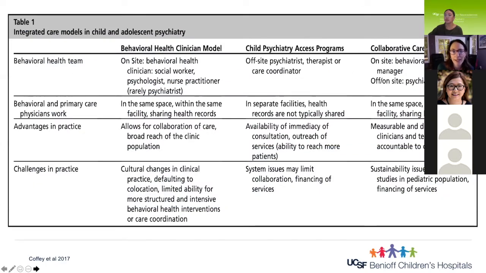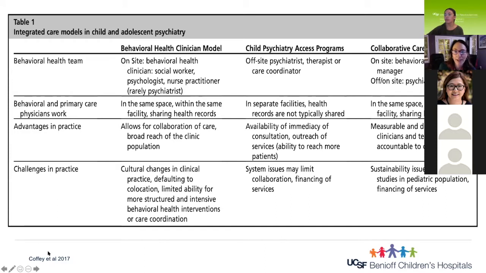So this table represents a more child psychiatry focused representation of the slide that we just looked at. And looking at the first column here, behavioral health clinician model, this is where there's an on-site behavioral health clinician that could be a social worker, psychologist, or nurse practitioner. These tend to have a broad reach in terms of impact on the practice, but it does really require very intentional and strong teamwork. And this does exist currently, for example, at BCHO within primary care, and also at the school-based sites and teen clinic.